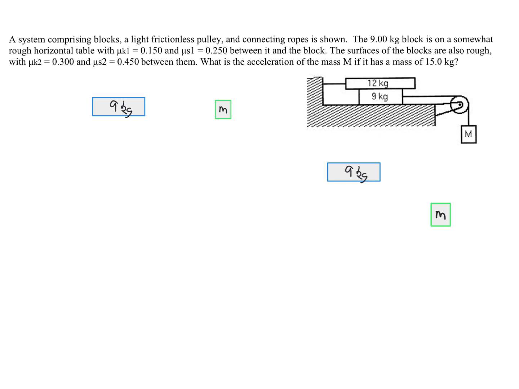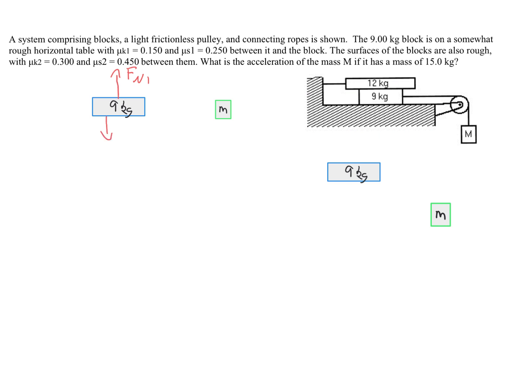So here we really have two options. We can do free body diagrams for our objects individually. So for our 9 kilogram block, we would have the normal force pushing up. So maybe I'll call that Fn1. And that's from the ground up on the 9 kilogram block.